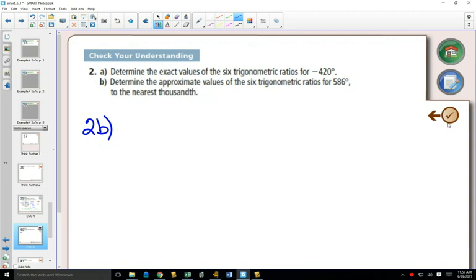So for 2B, we want to find the approximate value of all 6 trig ratios of 586 in standard position. So first of all, I'm going to draw 586. That would go all the way around, would be 360, and then you would have to go another 226 more. That's what 586 degrees looks like. 360 plus another 226 degrees more. So it's going to end in quadrant 3.